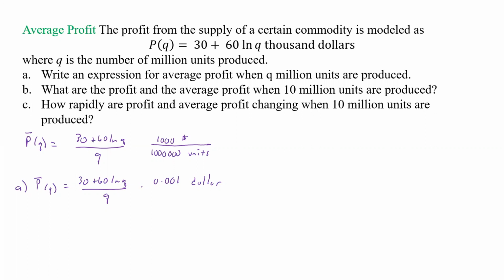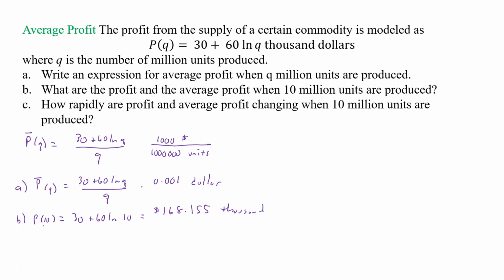Now let's see here. What is the profit and the average profit when 10 million units are produced? All right, so the profit P of 10 is just going to be equal to 30 plus 60 ln of 10. And if we plug that into our calculator, we get 168.155, and since this is in thousands, I'll just go to 3 because I could multiply by that. And this is 1,000, and it's dollars, okay?